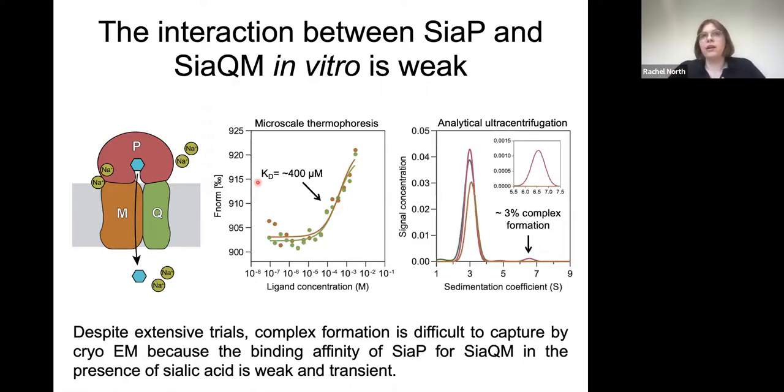And you can also use analytical ultracentrifugation to measure and monitor protein-to-protein interaction in solution. So we did this for the SiaP and the SiaQM, and we see that we get only about 3% complex formation. So consistent with the microscale thermophoresis, we see that the interaction in the AUC is also very weak and very transient, which may be why we can't capture it by cryo-EM. But also note that these experiments are done in vitro, and maybe it is actually that the transporter is stuck in this downward conformation where the SiaP wouldn't be able to bind, because that's also what we see in our cryo-EM structure.